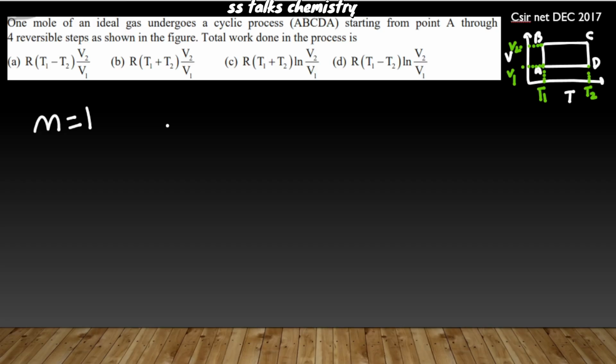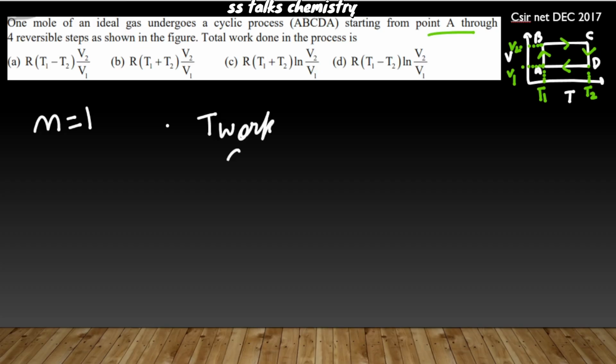Okay, so now the reversible process starting from point A through four reversible steps as shown in the figure. This is the figure: from A to B, B to C, C to D, and D to A we are going. So in which direction are we going? That is the clockwise direction. That means the overall work will be negative, right? Now here it is asking for the total amount of work done.